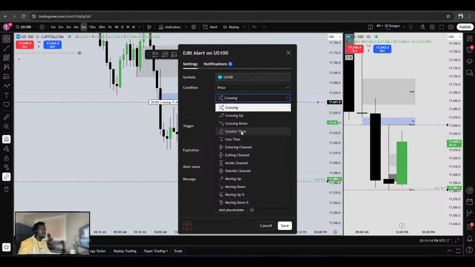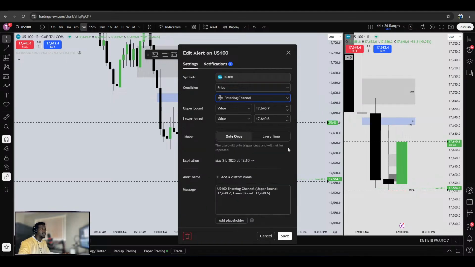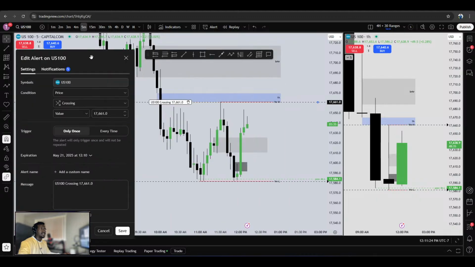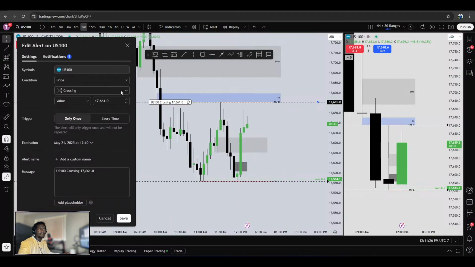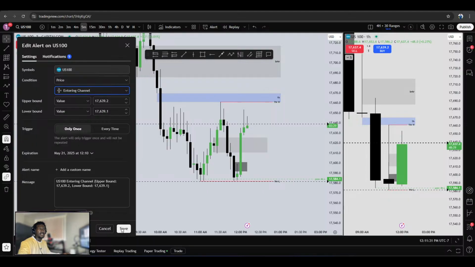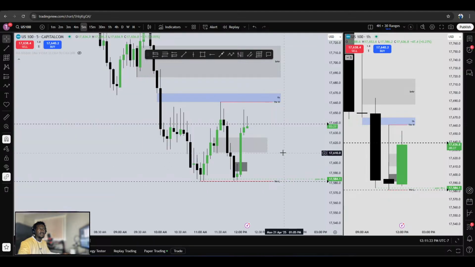Crossing up, greater than, less than, entering channel. Oh, I didn't know we could do that. Let's see what that means. Entering channel. Then it goes down. Why? Save.